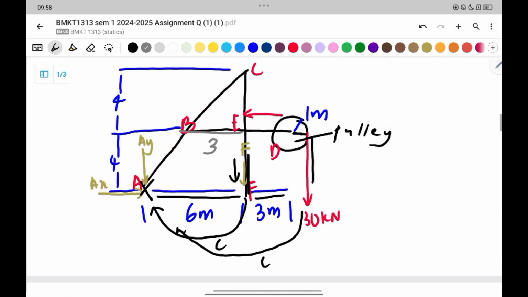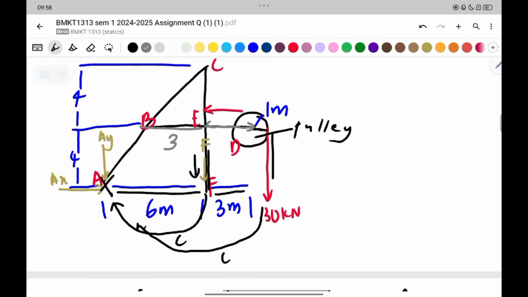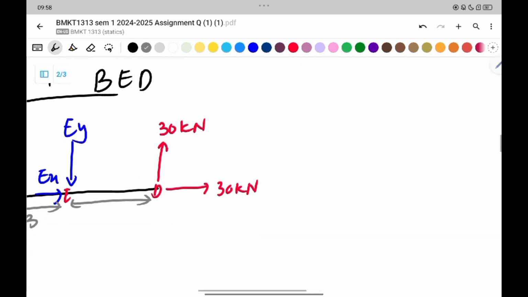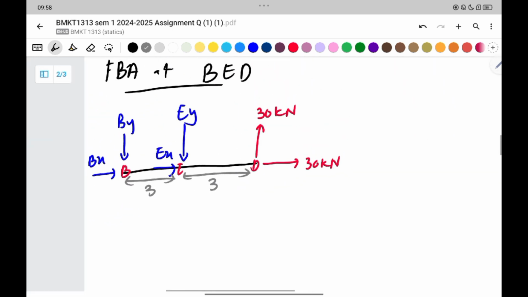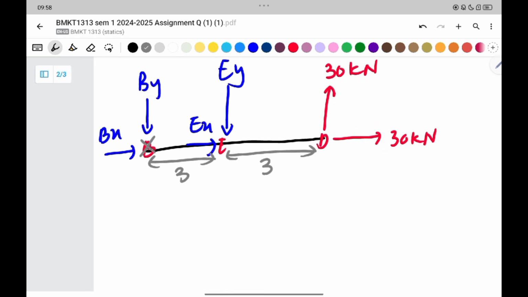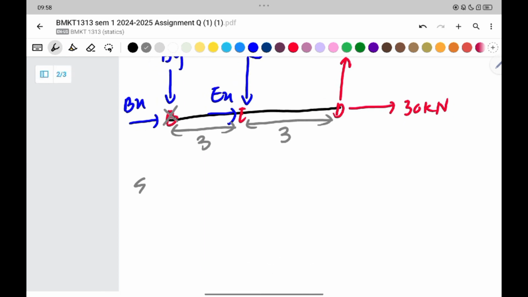And E to D, here, we know that this is equal to 3. So the value here is 3 meters. Next, we will find the values at points B and E, because both points have two directions, which are BX, BY, EX, and EY. So from here, we can write that the moment at B equals 0.